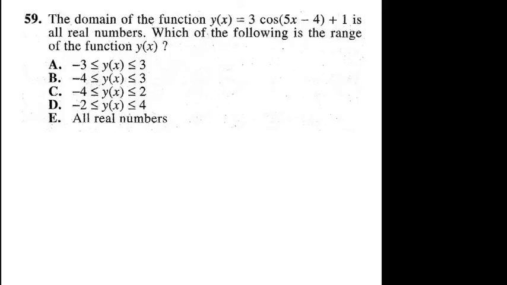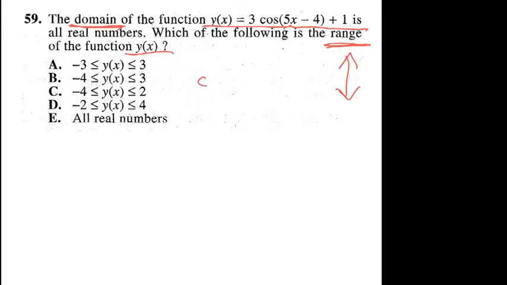59, the domain, remember the domain is your x-axis, of the function y equals 3 cosine of 5x minus 4, plus 1 is all real numbers. Which of the following is the range? Range is your y-axis, your up and down. Okay? Well, here's the thing.